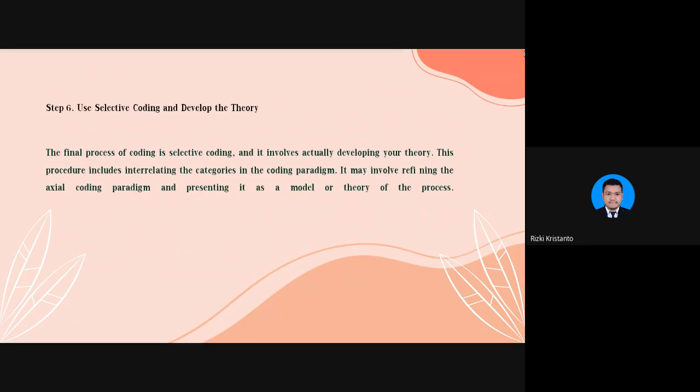In step number 6, we have use selective coding and develop the theory. The final process of coding is selective coding, and it involves actually developing your theory. This procedure includes interrelating the categories in the coding paradigm. It may involve defining the axial coding paradigm and presenting it as a model or theory of the process. Next.